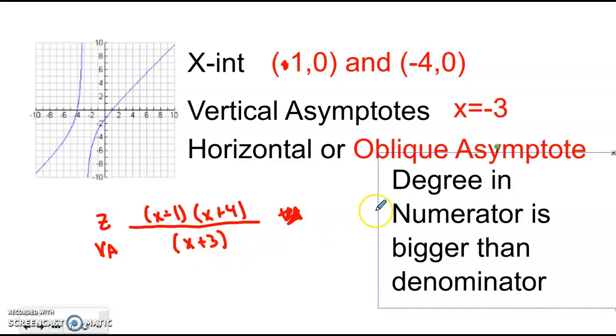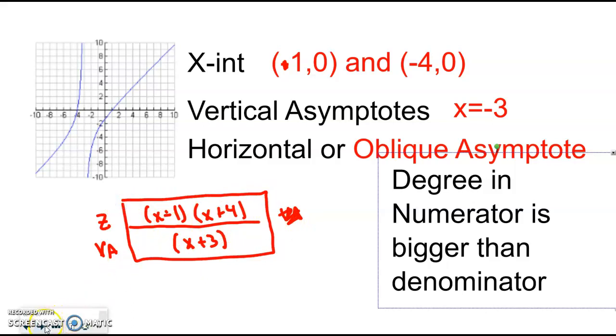So if I look at this, is the degree of my numerator bigger than the degree of my denominator? Yes. Did I recognize the x-intercepts at 1, 0 and negative 4, 0? Yes. And then did I deal with the vertical asymptote at negative 3? Yes. So this would be your final equation.